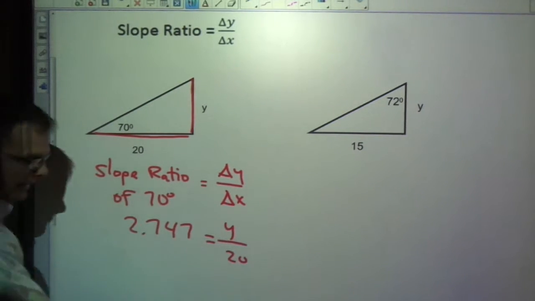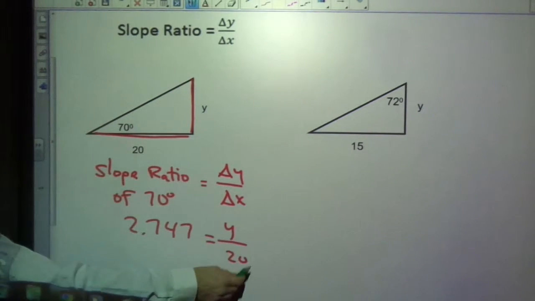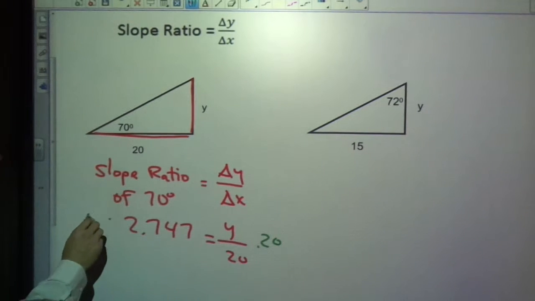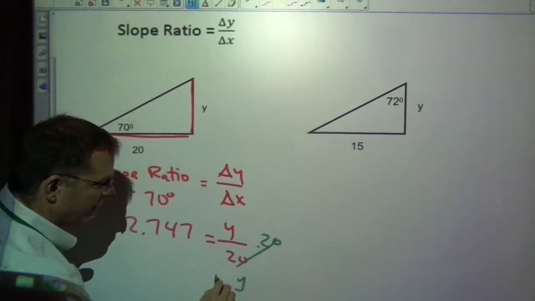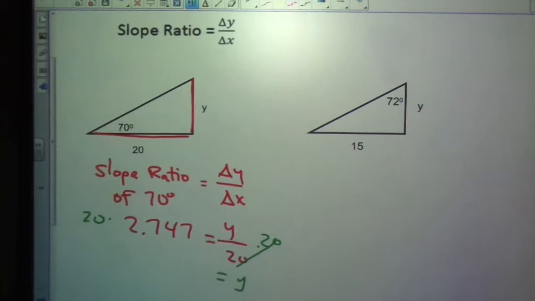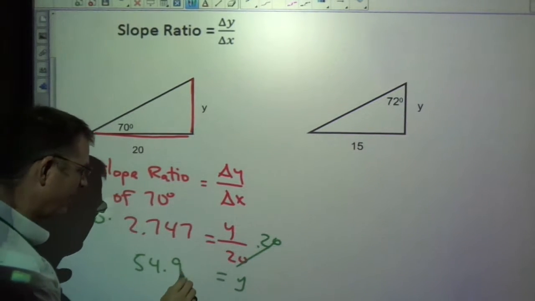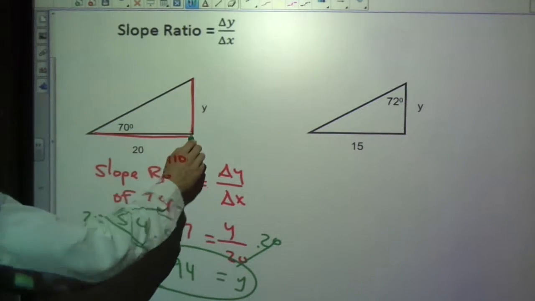Now, to get y by itself, it's being divided by 20, so let's multiply by 20 on both sides. I need a calculator friend here to go 2.747 times 20. 54.94. So that is what this amount is here for y.